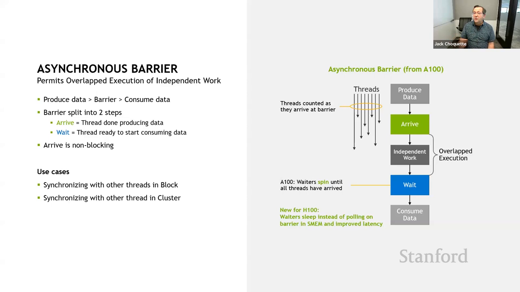Eventually, the thread needs the data produced by all other threads. At this point, it does a wait, which blocks until every thread has actually signaled their arrive. And as shown before, the advantage of asynchronous barriers is that they allow the threads to execute independent work instead of just waiting and spinning. New for H100 is the ability for the waiting threads to sleep while other threads arrive. On previous chips, the waiting threads have to go through a spin loop on the barrier object in shared memory, taking up execution resources and adding latency. Now we've accelerated that process, where they can go to sleep and don't take extra resources spinning. They just wait until the barrier resolves and then immediately start executing again.